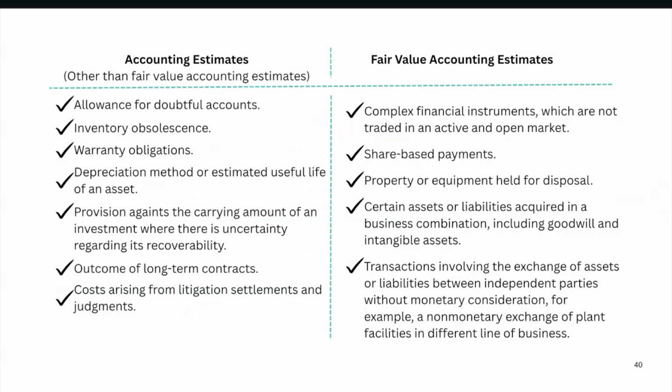Okay, accounting estimates: allowance for doubtful accounts, inventory obsolescence, warranty obligations, depreciation method, the estimated useful life of an asset, provision against the carrying amount of an investment where there is uncertainty regarding its recoverability, the outcome of long-term contracts, and costs arising from litigation settlements and judgments.